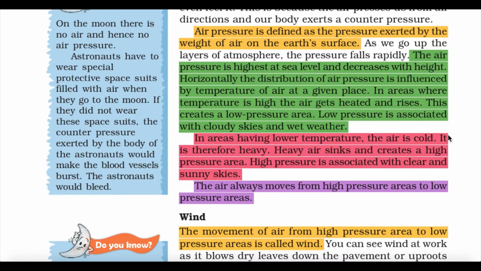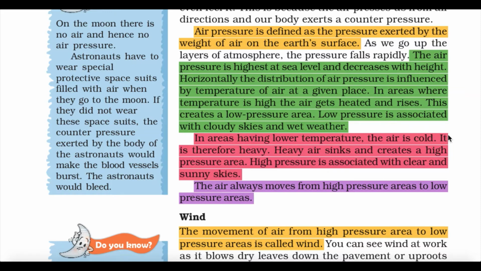As we go up the layers of atmosphere, the pressure falls rapidly. The air pressure is highest at sea level and decreases with height. Horizontally, the distribution of air pressure is influenced by temperature at a given place. The areas where temperature is high, the air gets heated and rises. This creates a low pressure area.